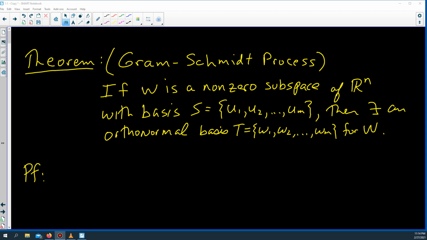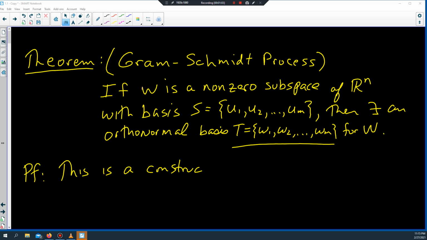And we're going to show how to develop this basis T. So let's write this down. This is a constructive proof. That is, we will develop the set T.